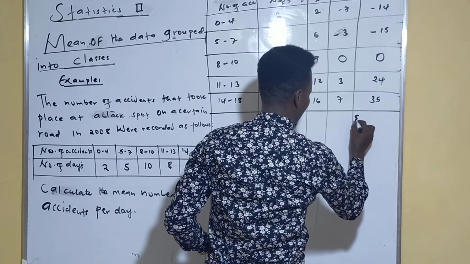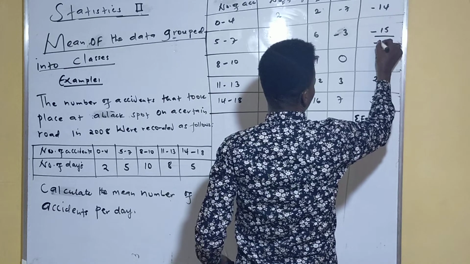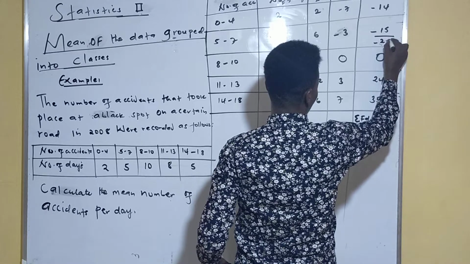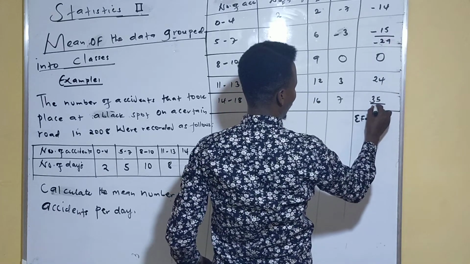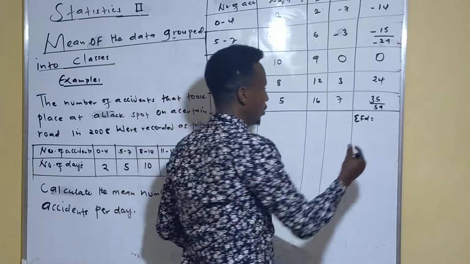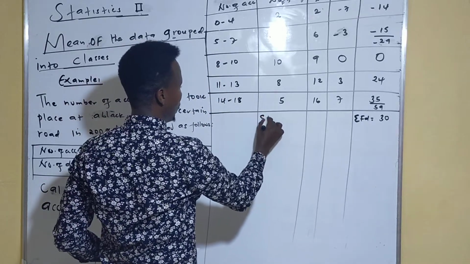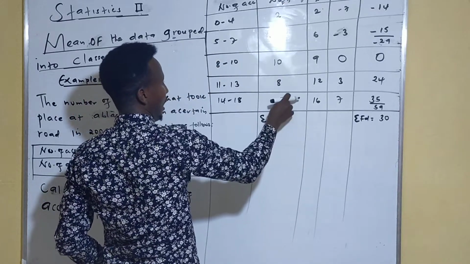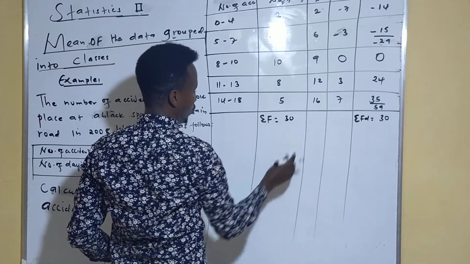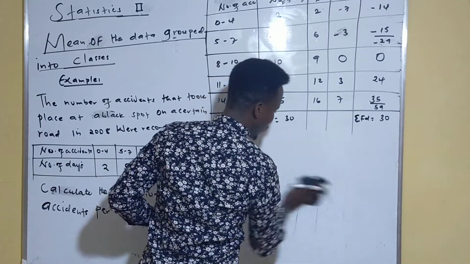Sum of FD. Add these two negative numbers, it will give us negative 29. Don't forget that. Add these two, it will give us positive 59. Negative 29 plus positive 59, it will give us positive 30. Then you will also come here and say sum of F. Add these: 10 plus another 10, 20, plus this 10, that gives 30. So you will come here, without wasting your time, and get those values.